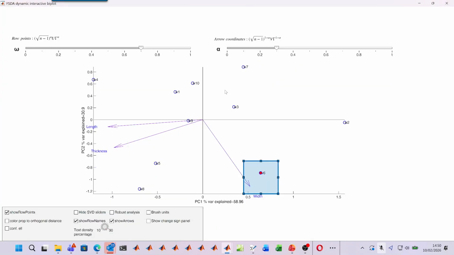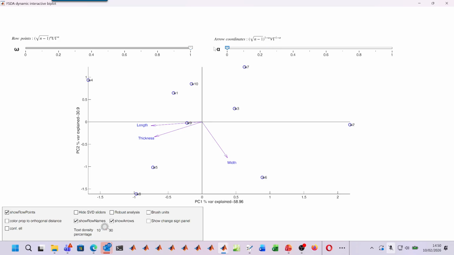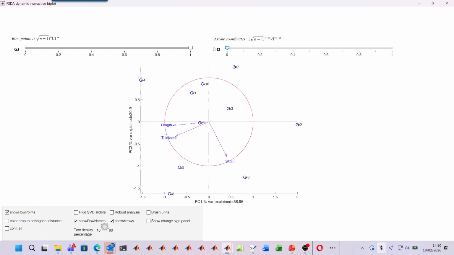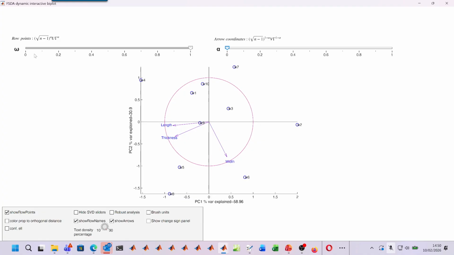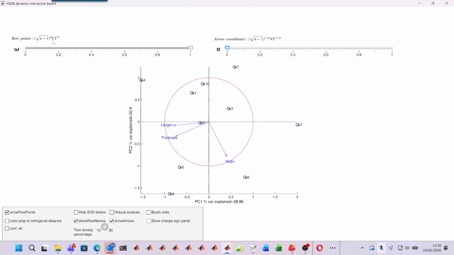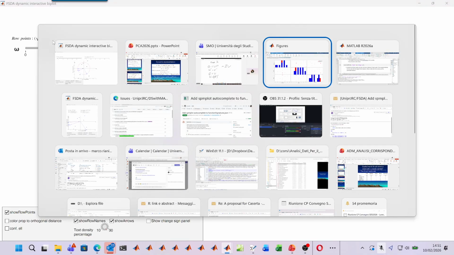And now, this is the thing: these are the bars of omega and alpha on the top. Can you see them? The sliders. So, for example, if omega is equal to 1 and alpha is equal to 0, you represent... and here is another thing: do you think it is better to still put omega and alpha, or to put the value which is selected by the user? Because in this case omega is 1, so it should be square root of n minus 1, and alpha is equal to 0. So in this case, the row points are square root of n minus 1 times U.